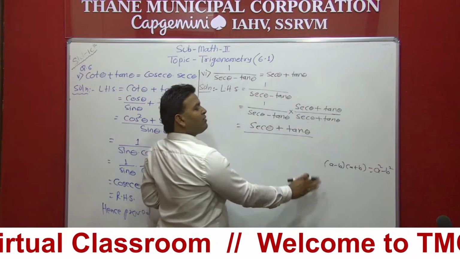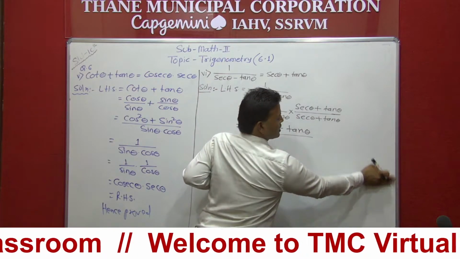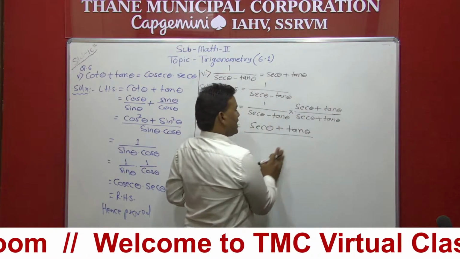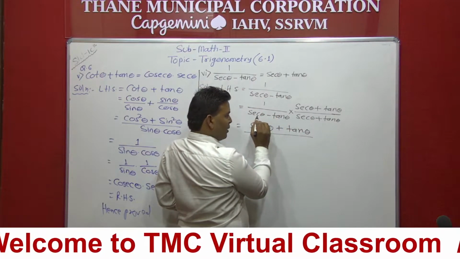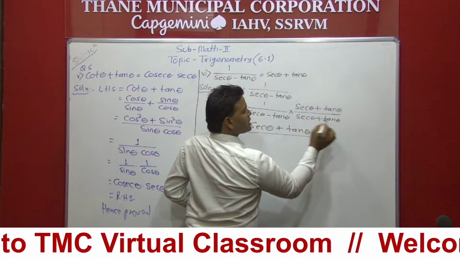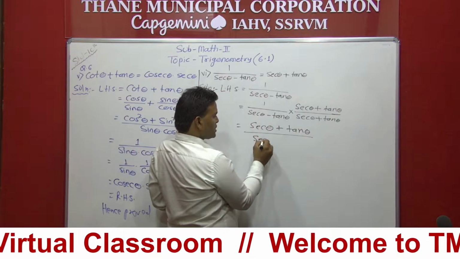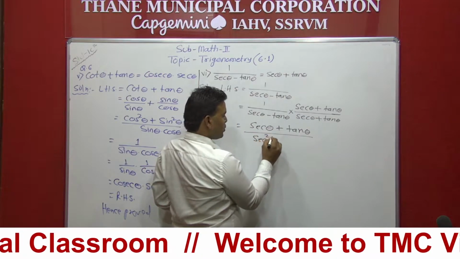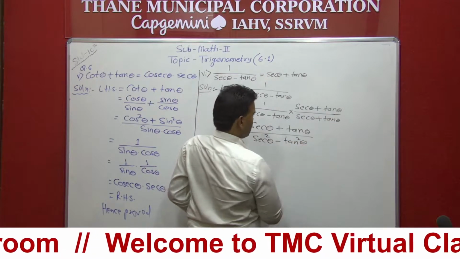This one I have also told in the first lecture. These are the identities which we have already done in our 8th standard. Now see, here we have sec theta minus tan theta, that is a minus b. This is sec theta plus tan theta, a plus b. A minus b, a plus b means we are going to write down sec square theta minus tan square theta.